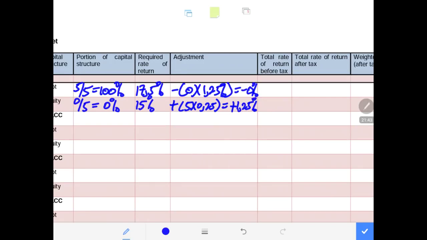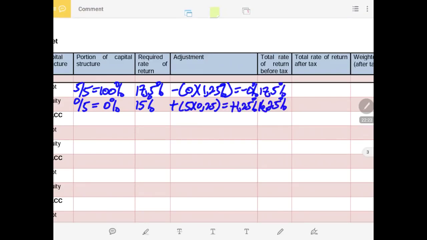So now when it comes to the total rate of return before tax, it will be the increment amount or decrease amount plus the rate of return. Therefore in this case we have 17.5 plus 0. Therefore the return before tax will still remain as 17.5%. And here we have 15% plus 1.25. This will give us 16.25%. This will be the return if all the amount of the loan, if all the amount of this investment or this new equipment project is taken through debt.